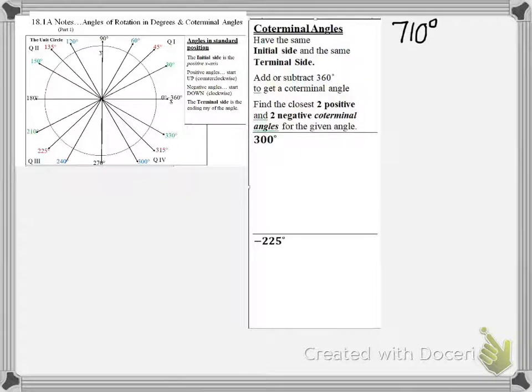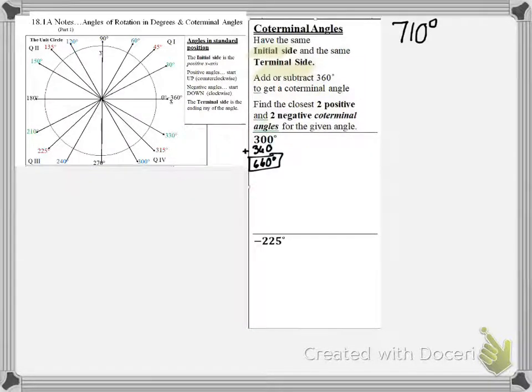So coterminal angles have the same terminal side, the same initial side, and you can get to them by adding or subtracting 360 degrees. We're just going around the circle an extra time. So 300 degrees. If I wanted to find another one that was in the same place as 300 degrees, but was an extra time around the circle, I could add 360 to that. 300 plus 360 makes it 660 degrees. That's the first answer they're looking for.